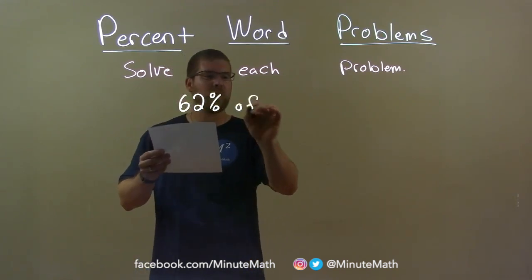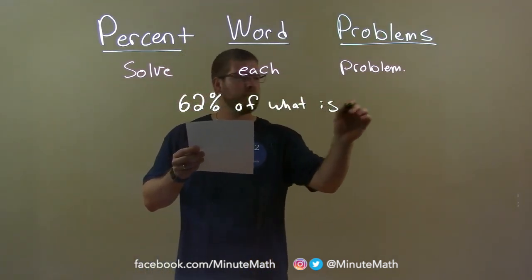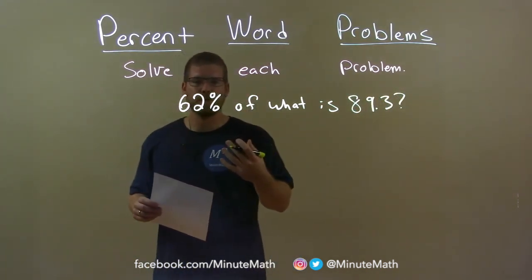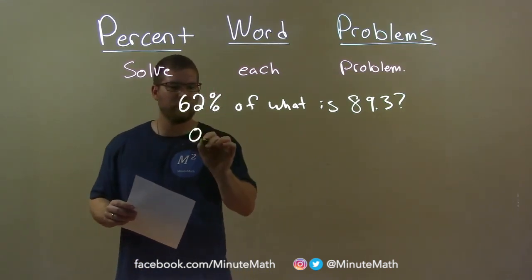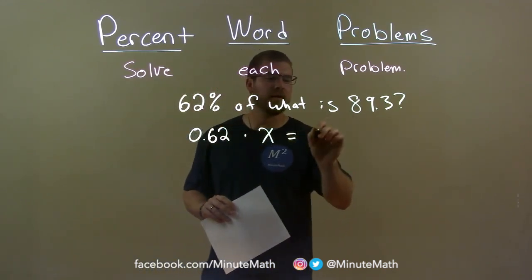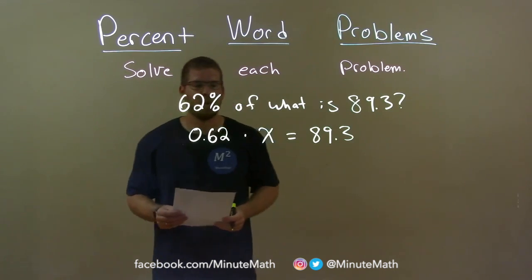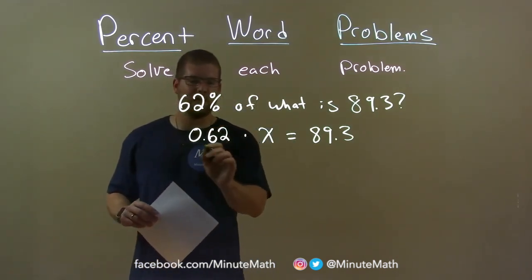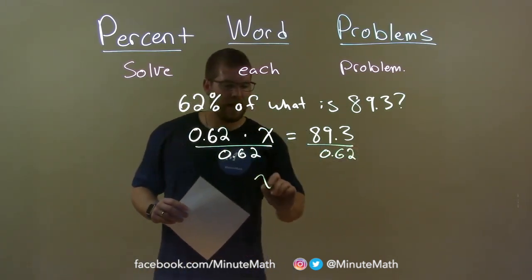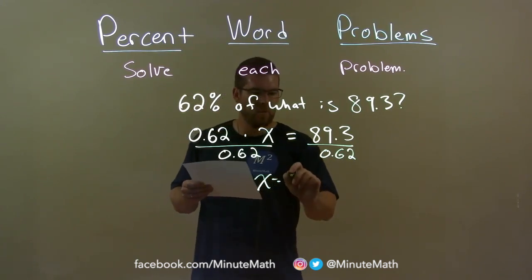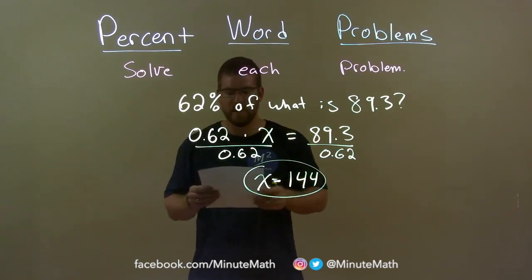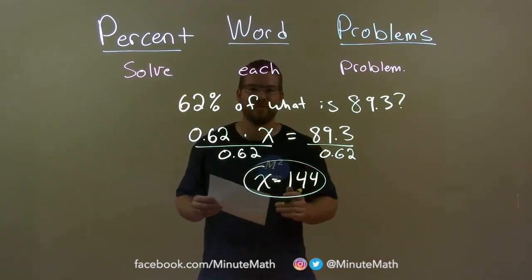62% of what is 89.3? Well, first let's write this as an equation. 62% decimal 0.62 of what, my variable x, is equal sign 89.3. Now we solve for x. Well, opposite of multiplication, division. Divide by 0.62 to both sides. And we're left with x equals 89.3 divided by 0.62. And there we have our final answer, 144.